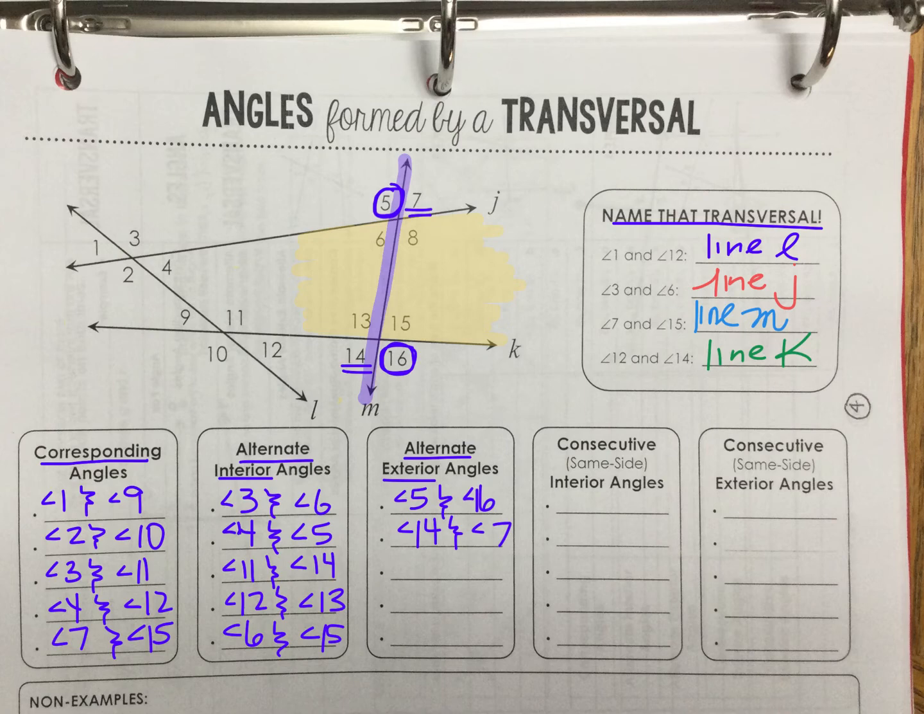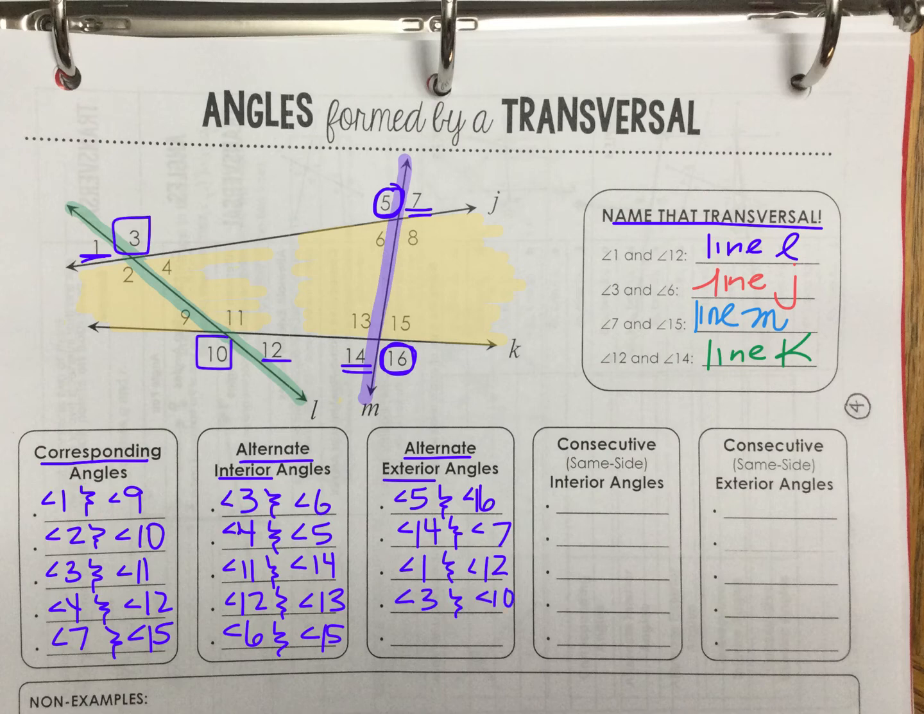If I scoot over and change my transversal, if I make this line my transversal, the interior stays the same right here. Oops, my transversal color went away. Okay, but now my alternate exterior, angle 1, matches with angle 12. And my angle 3 would match with angle 10.